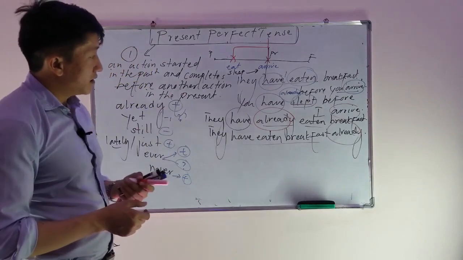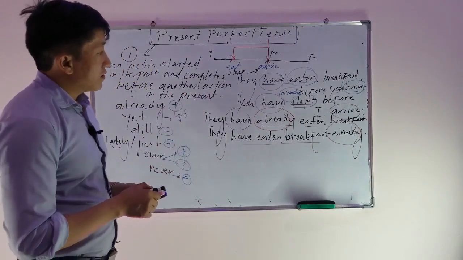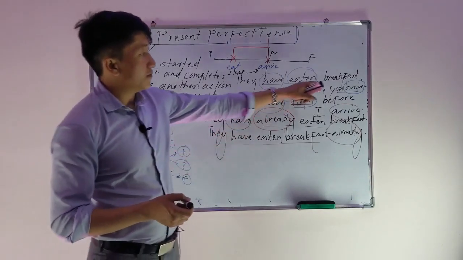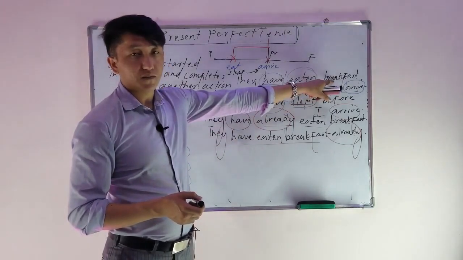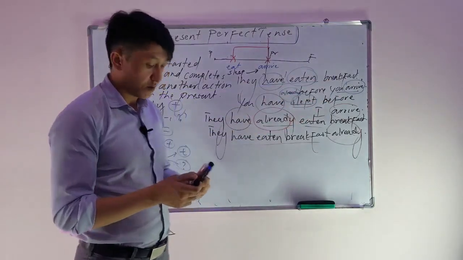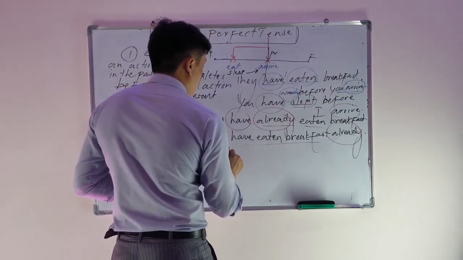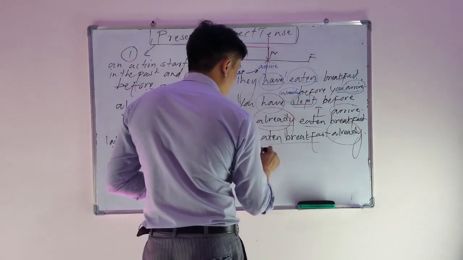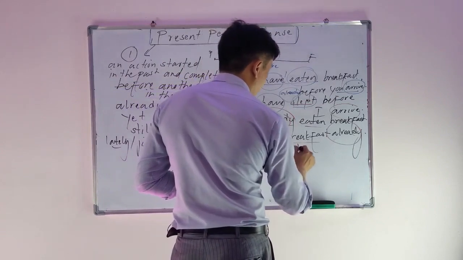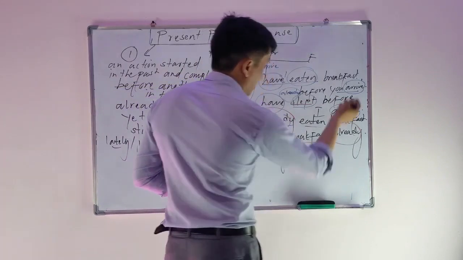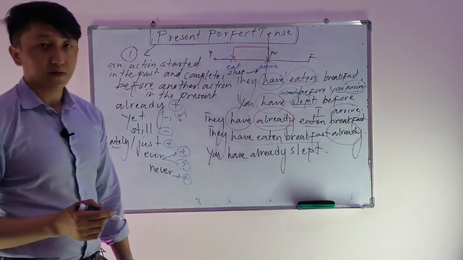For example, let's use it for this one. You have slept. Now here we have an object, but here we don't have an object. So what should I say now? You have slept before I arrive. How should I say? You can say, you have already slept. And you can complete the rest of them. You have already slept before I arrive.